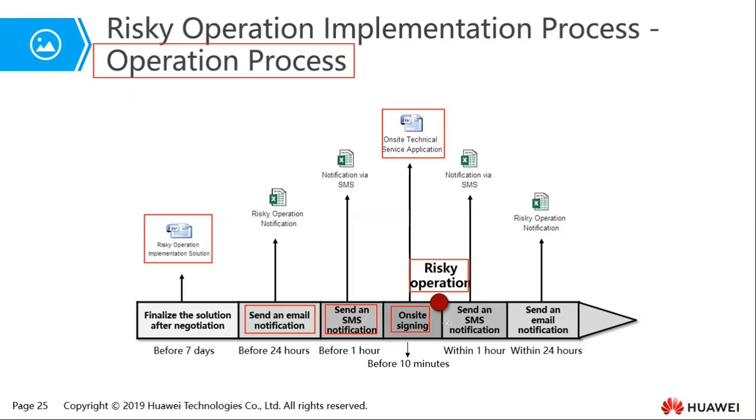After you've implemented the risky operation, you need to send an SMS notification within 1 hour, and also an email notification, which is more official. SMS is when we just want to alert and keep the customer abreast of what we are doing. But the one that is permanent and most official is the email, which you must send within 24 hours after implementing the risky operation.